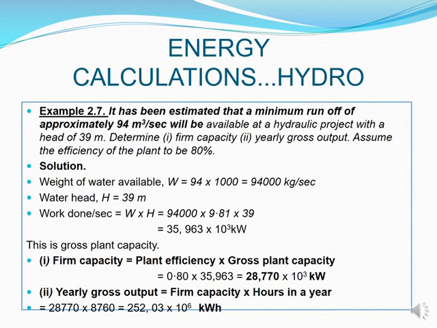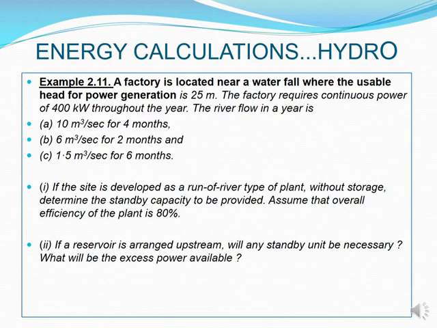Then your yearly gross output is mainly your firm capacity, which you just did in number 1, multiplied by the hours in a year. So we know that our hours in a year is equal to 7860, and you can do the calculation. And therefore, we take that 28,770, we multiply it by the hours in a year, and then we are able to get our kilowatt hour that we would utilize.